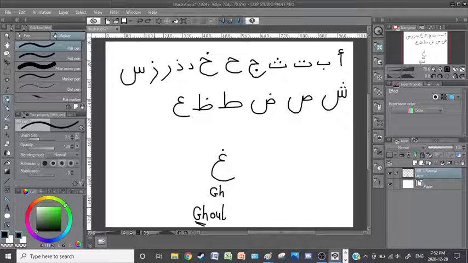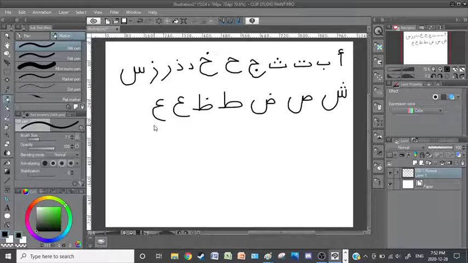So let us remove these and write it here with its brothers, or I should say his brothers, because it does not exist in Arabic.